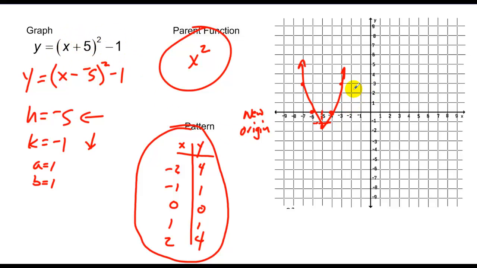To check once again, I'm going to take a point. This point right here is -3 and 3. And I'm going to see if that checks in this equation. So I'll say 3 equals (-3 + 5)² - 1. -3 plus 5 is 2, squared is 4, minus 1, which equals 3, and 3 equals 3, so it checks. So once again, I've graphed this function without plugging any numbers into this equation. It's pretty powerful.